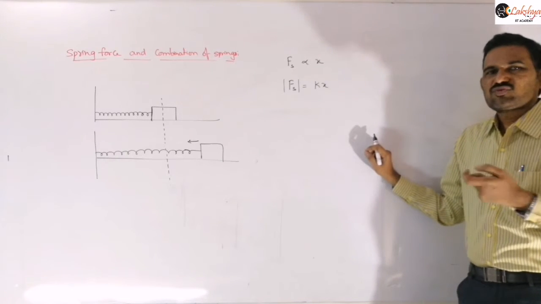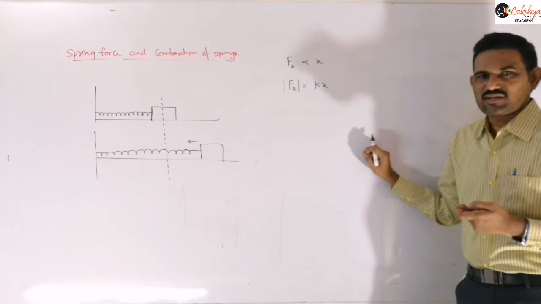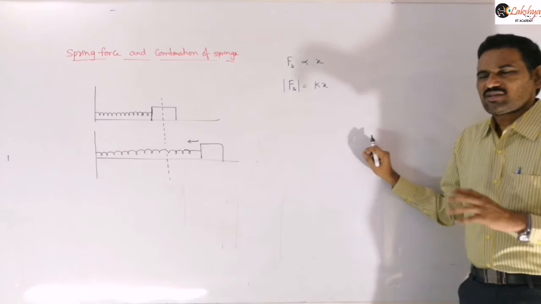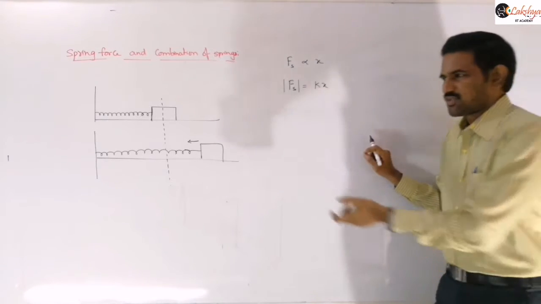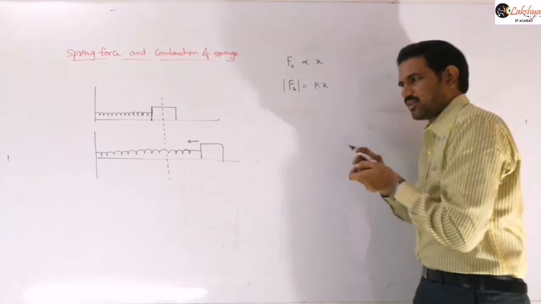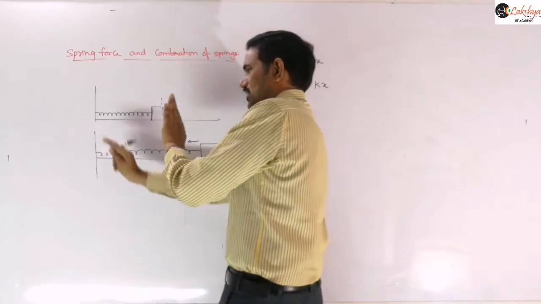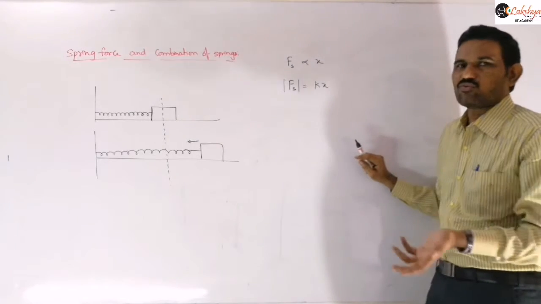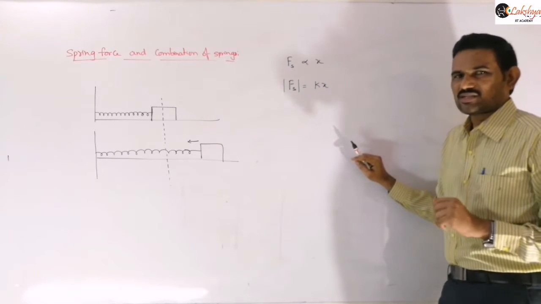Restoring forces are generally represented with that negative sign. Here I am taking the magnitude, so don't confuse it with the negative sign. That negative sign means it always tries to regain its original length. If you are pulling the block like this, then the force will be along this direction, whereas if you are pushing the block like this, the force will be along this direction. That means it is opposite to the deformation we produce in the object, so because of that reason it is taken as a negative sign.